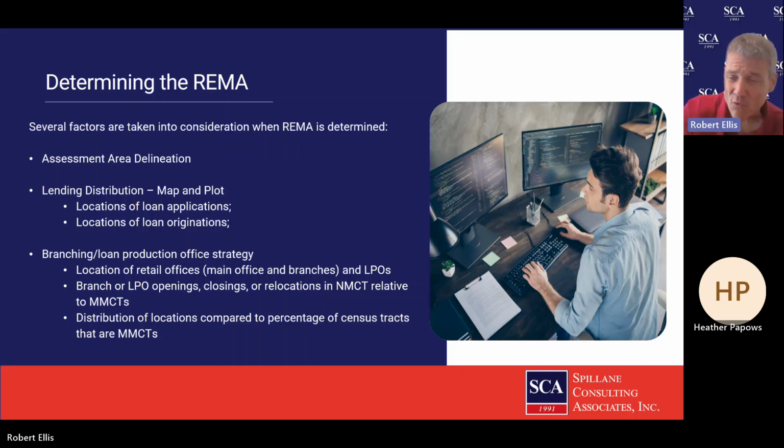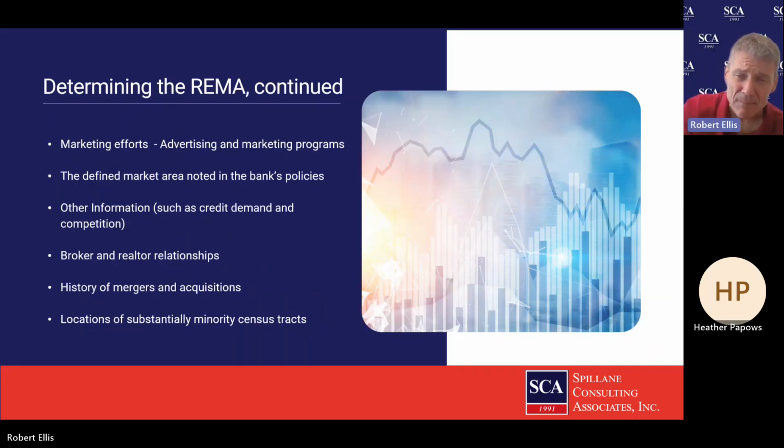Next thing is to overlay branches and loan production offices on the map. These coverage areas must be part of your REMA. Another big item to consider is marketing efforts. Advertising marketing programs are key in determining REMA. Another thing to be aware of is your defined market area or possibly a strategic plan that discusses market efforts and possibly geographic areas that will be concentrated on. It's important to stress that examiners will look at this and consider it in drawing your REMA.